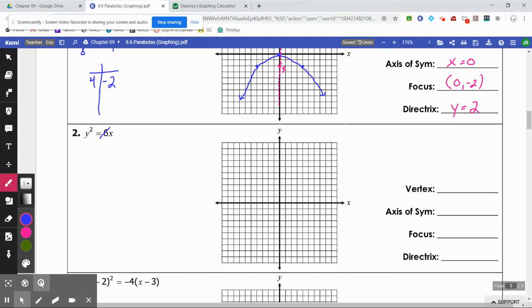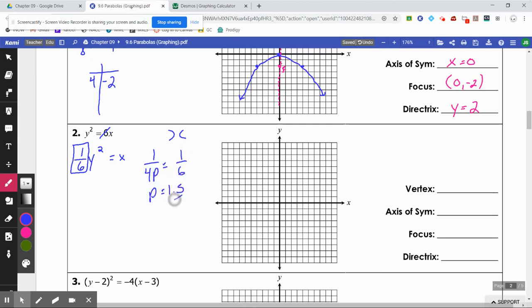First thing we need to do is move that 6 over by dividing by 6 or multiplying by 1/6. So we've got 1/6 y squared is equal to x, or you can list that x first. Since you have x equals y squared stuff, then you're going to have either a left or right facing parabola. It's going to look like one of those. To figure out what the p-value of the parabola is, we're going to do 1 over 4p is equal to 1/6. Solving that, you'll get a p-value of 1.5. Since the p-value is positive, then it's going to face to the right. It's going to look like this.